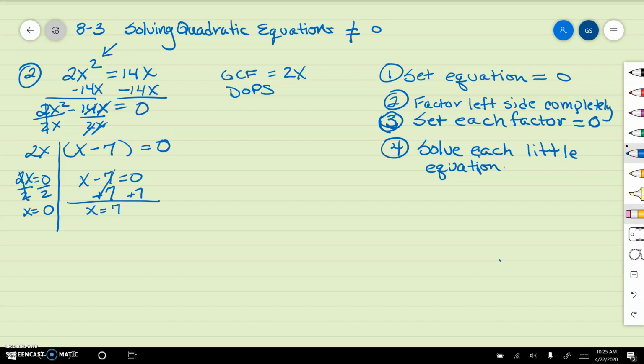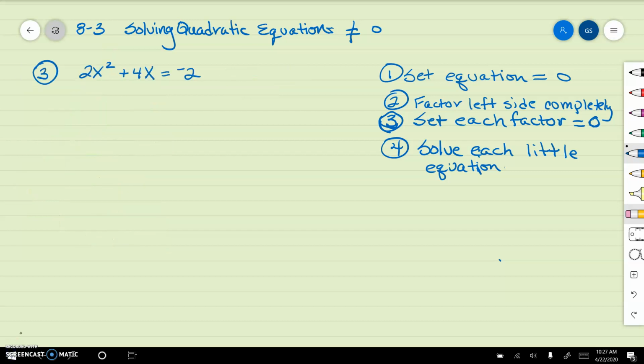We have two solutions here. Our two solutions are 0 and 7. That means if I substituted either a 0 or a 7 into the original equation, both of those would check. Okay, I'm going to put the next problem up. Hit pause, and write down problem number 3.